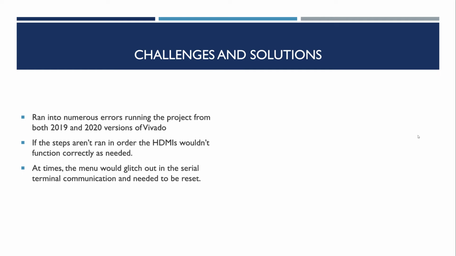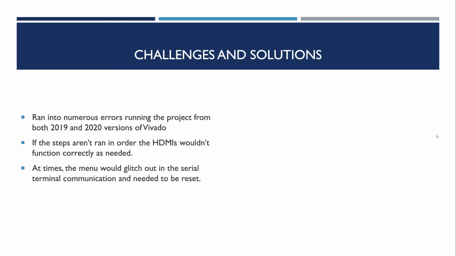Another challenge that I had was when we connected HDMIs, we had to follow each step in order, because if you don't do that, then the HDMIs wouldn't function correctly, and it would cause problems with trying to display something, because it wouldn't display anything at all. So we had to connect our HDMIs first, and then open our SDK terminal, or any terminal, for the serial communication. And then we'd have to program the FPGA and GDP needed.